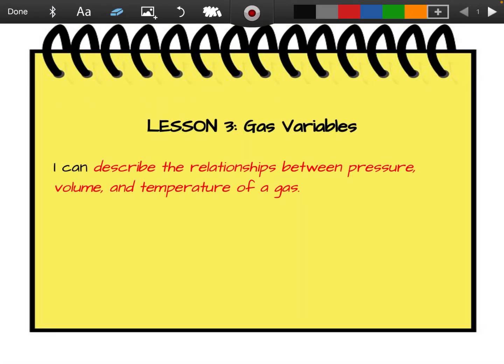The notes for Unit 6, Lesson 3 will cover gas variables. After these notes, you will be able to describe the relationship between pressure, volume, and temperature of a gas. Make sure you have your Unit 6 notes packet or a notebook available so you can jot down these notes.